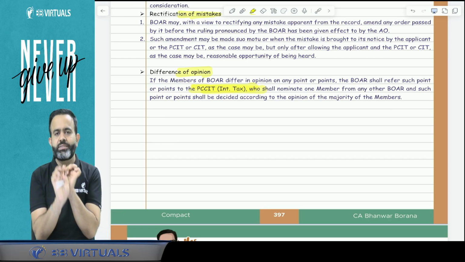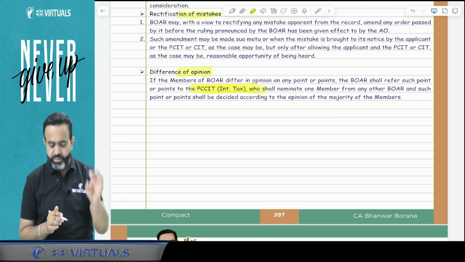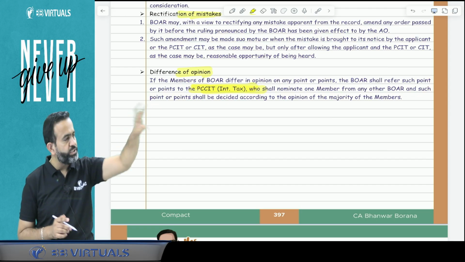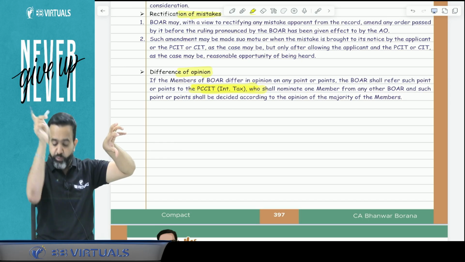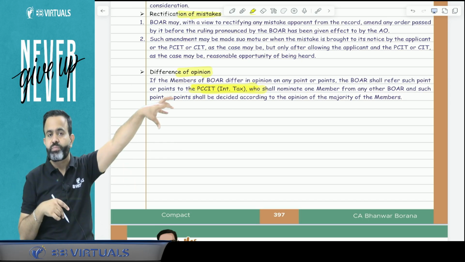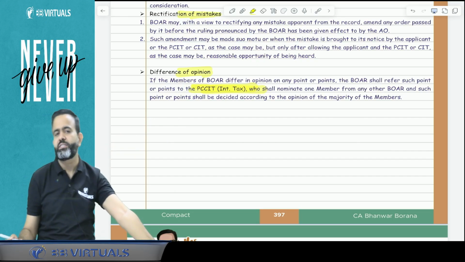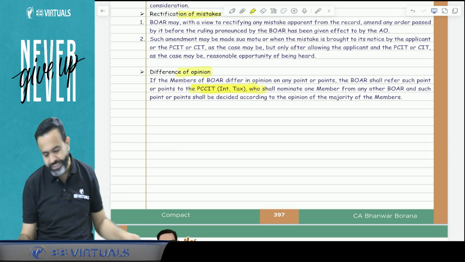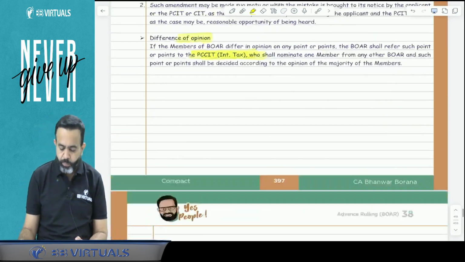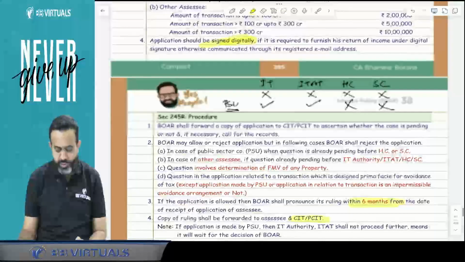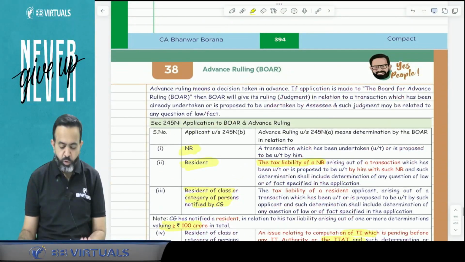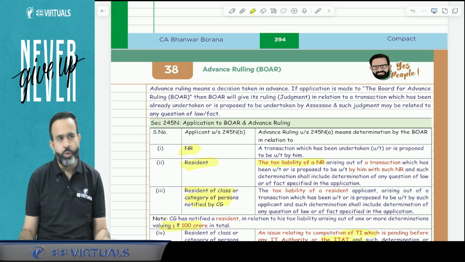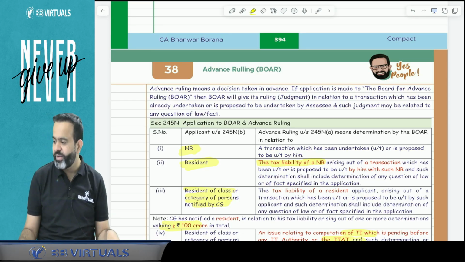Now in both the members there is a dispute, then what will happen? That case is referred to the PCCIT, International Taxation. Now PCCIT will nominate 1 member from any other board, and whatever judgment that member gives, on the basis of that judgment the ruling will be pronounced by the board for advanced ruling. You got my point or not? Yes. So this is one small topic, that is the BOAR, and BOAR full form is the board for advanced ruling. You got my point or not? Yes. So today we have revised 2 topics. One is the advanced ruling and one is the equalization levy.